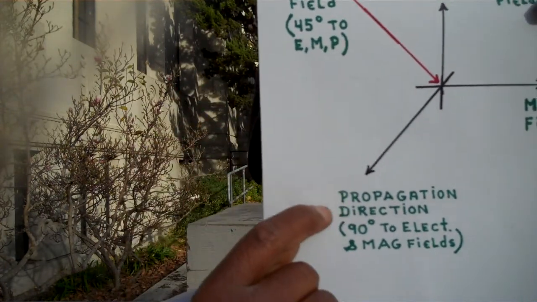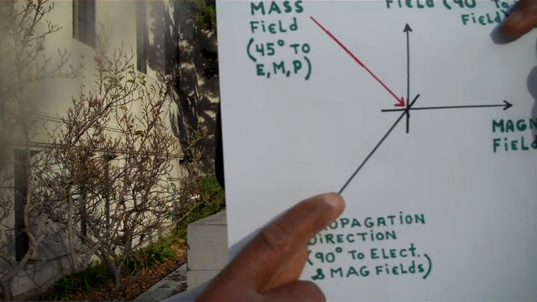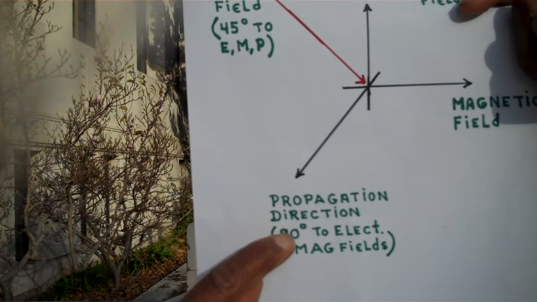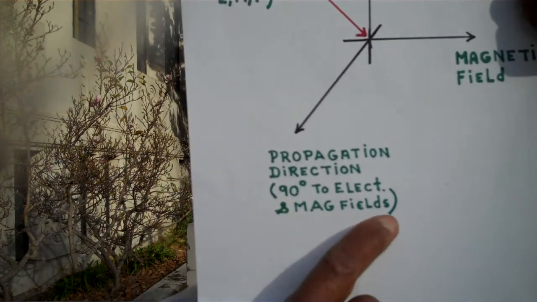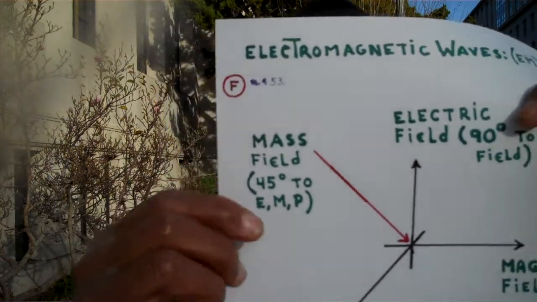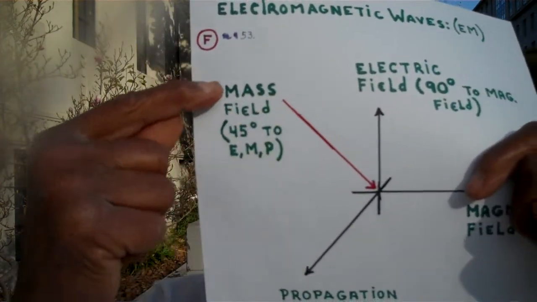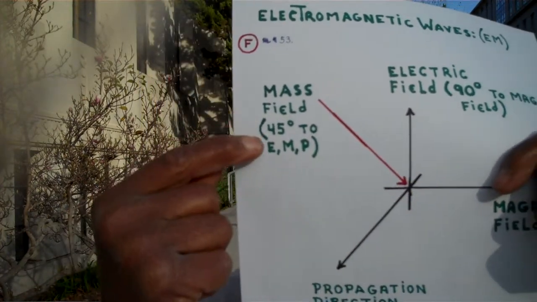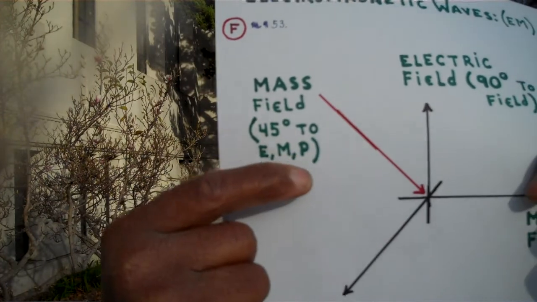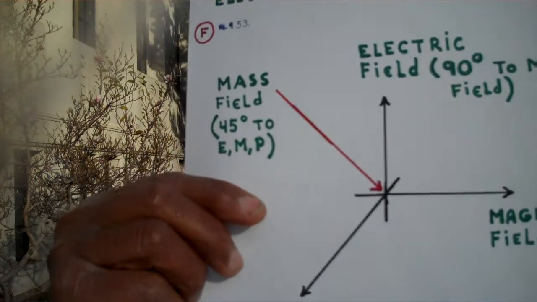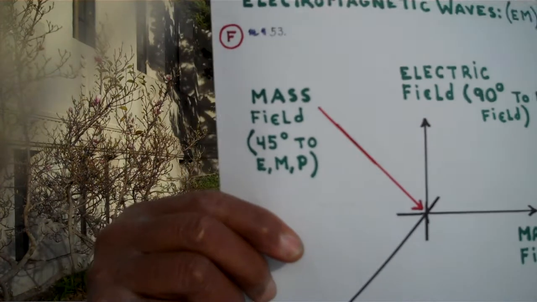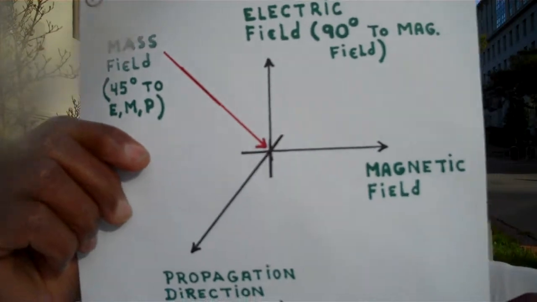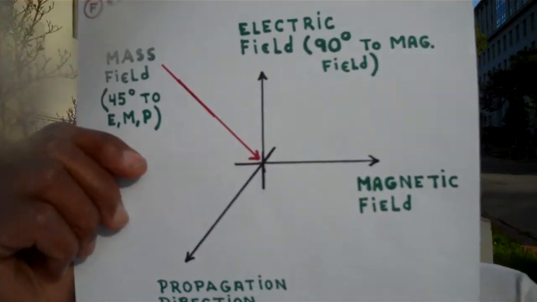And the propagation direction is 90 degrees. This line right here is the propagation direction. It is 90 degrees to the electric field and the magnetic field, both of them. And the mass field, right here, is 45 degrees to the electric field, the magnetic field, and the propagation field. 45 degrees to all three of them. Now, this creates an electromagnetic wave, the light that allows you to see.